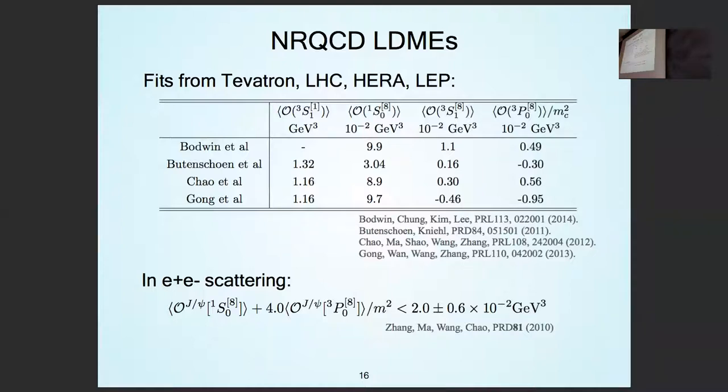It's 9 times 10 to the minus 2 for the first matrix element, which is already 1.5 times larger than the bound. Yes, that's right. And that's a very conservative bound. When you consider the e+e- process, they assume that the color singlet has zero contribution and then derive that bound. So in fact it's a very conservative bound. The color singlet alone saturates the e+e- scattering when the cc-bar is not observed, and they consider that process to derive the bound.